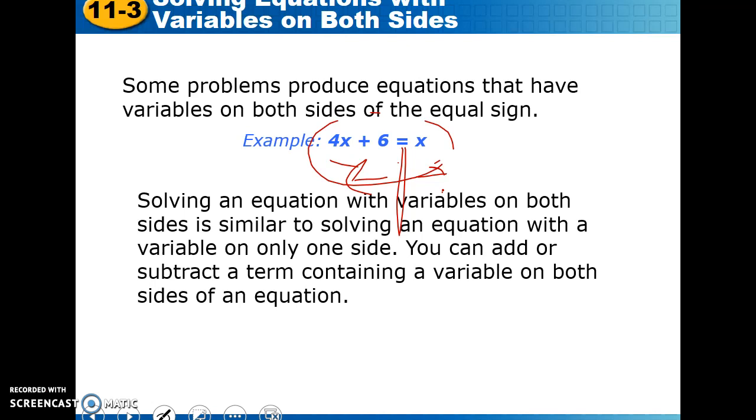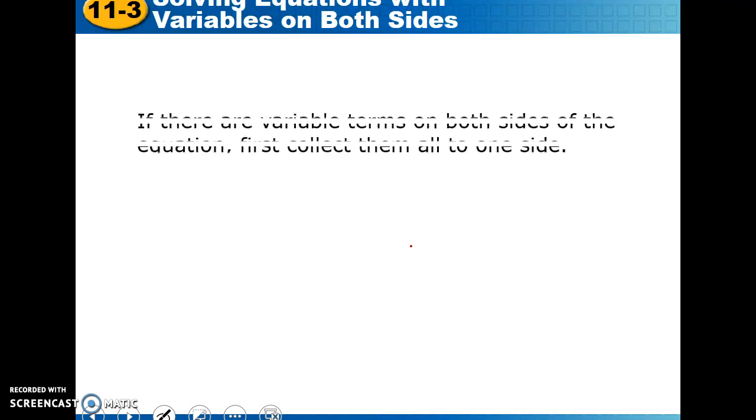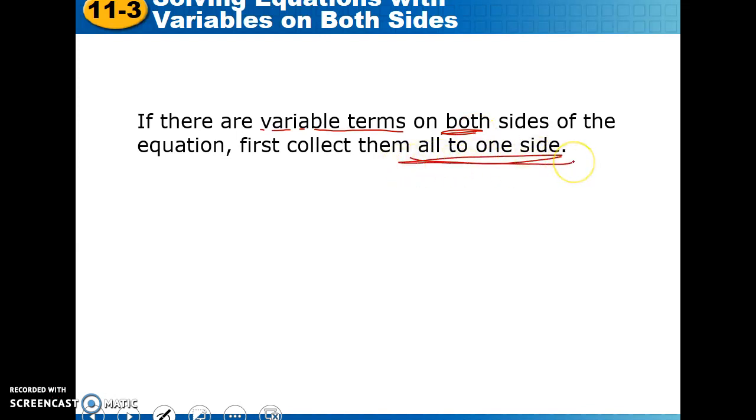So solving an equation with variables on both sides is similar to everything we've been doing. We can add or subtract a term containing a variable on both sides of the equation, as long as what we do to one side, we do to the other. So here's some notes that we're going to write down in our handouts. If there are variable terms on both sides of the equation, first collect them all to one side. So we need to make sure first getting all the variables together on one side. We're going to do this by adding or subtracting.